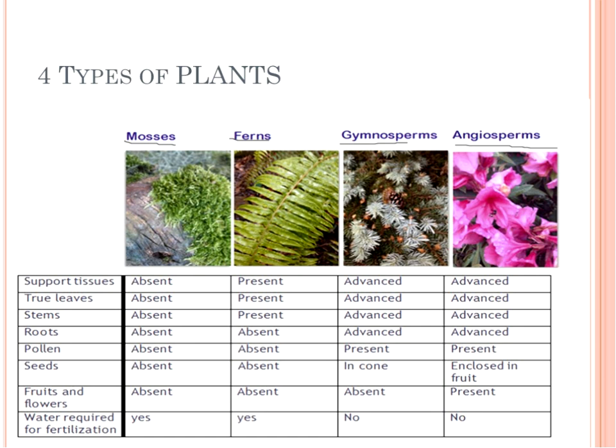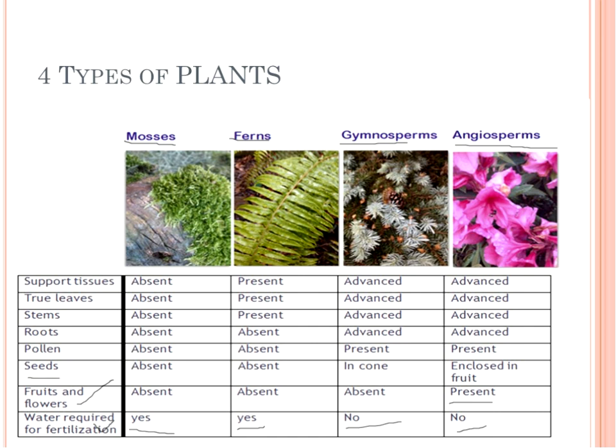A couple things you want to look at, remember fruits and flowers, the only ones that have that are angiosperms. Water required for fertilization. The first 2 need water to fertilize. That makes sense in evolution, right? Because they came from green algae in the ocean. But gymnosperms and angiosperms, they don't need water to fertilize. So they just release pollen in the air. That's how they work.